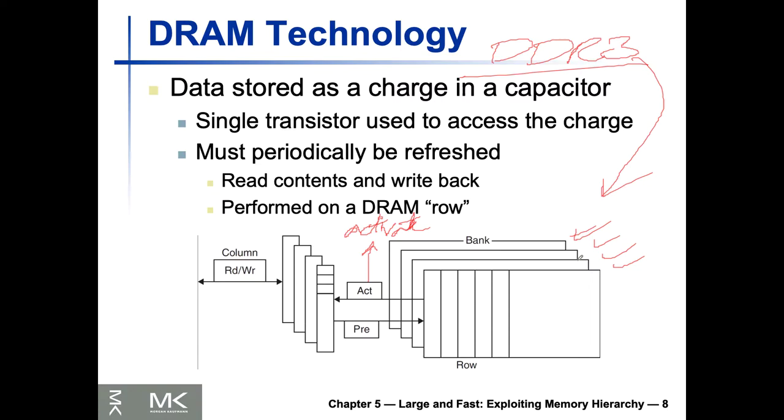Any questions so far? What's the difference between DDR3 and DDR4? So their technologies are intrinsically different, and their speed is higher. So DDR4 is higher. I'm not sure about DDR5, that hasn't been out yet, but the speed of DDR5 is even better, higher than DDR4.